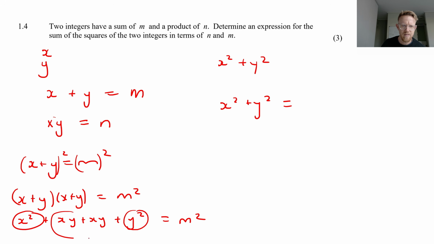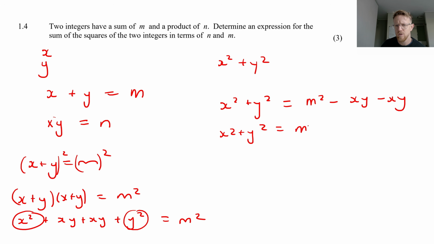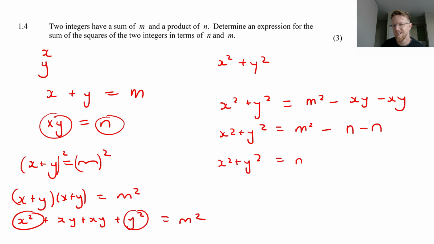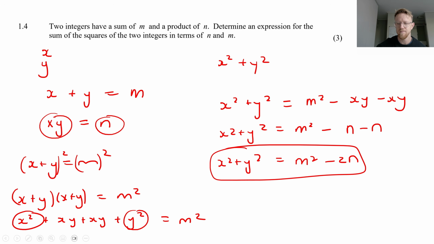And then we take this to the other side. So it'll be m squared minus xy minus xy. And so we end up with x squared plus y squared equals m squared minus, now xy is n, and another one, minus n would be minus 2n, and there we have solved.